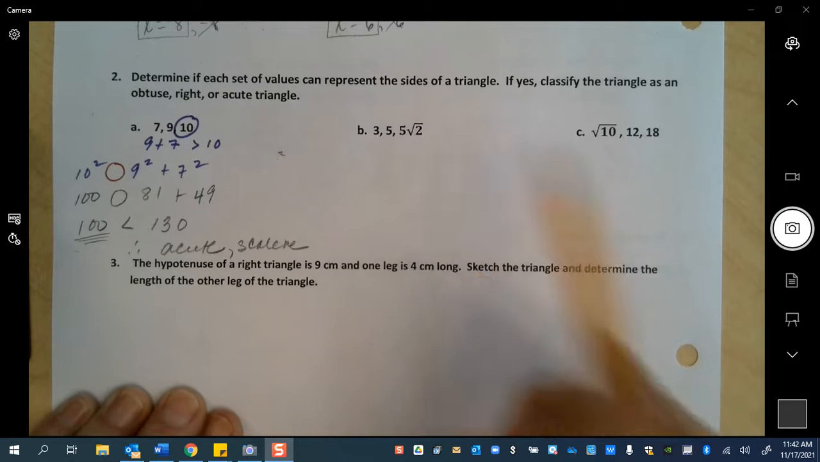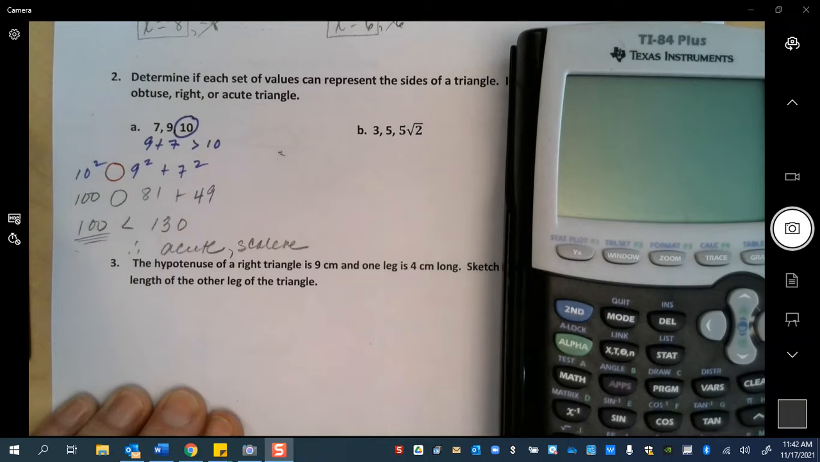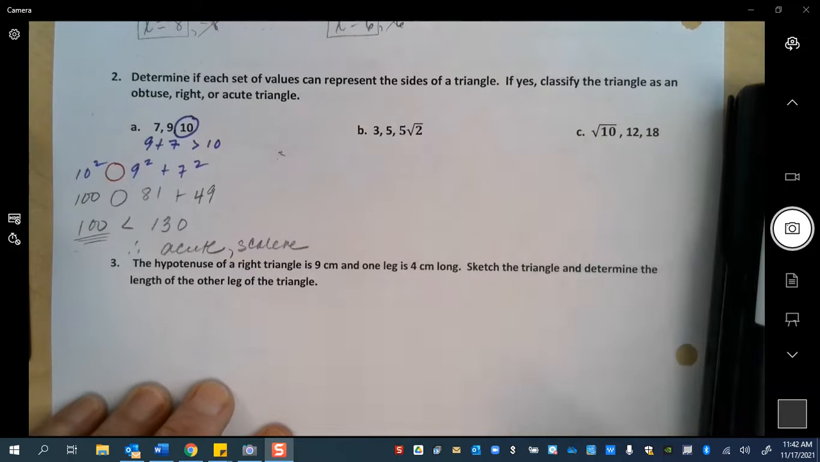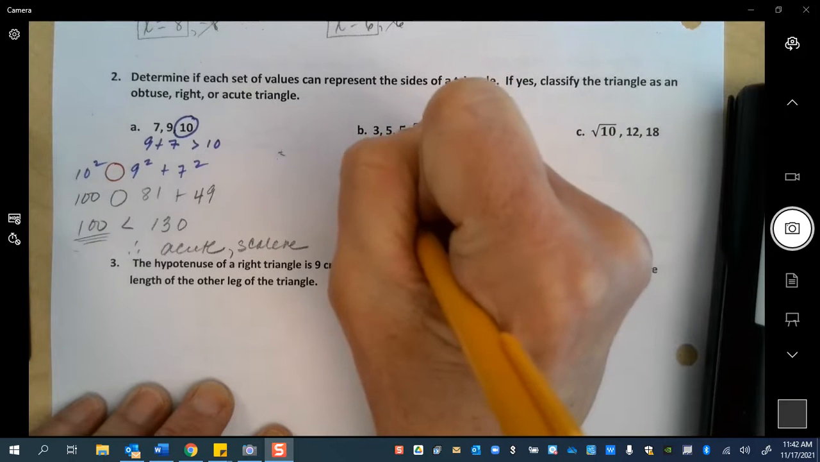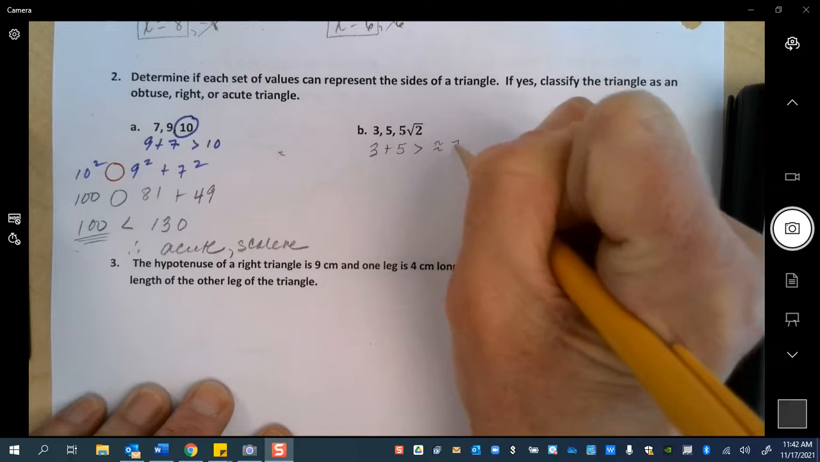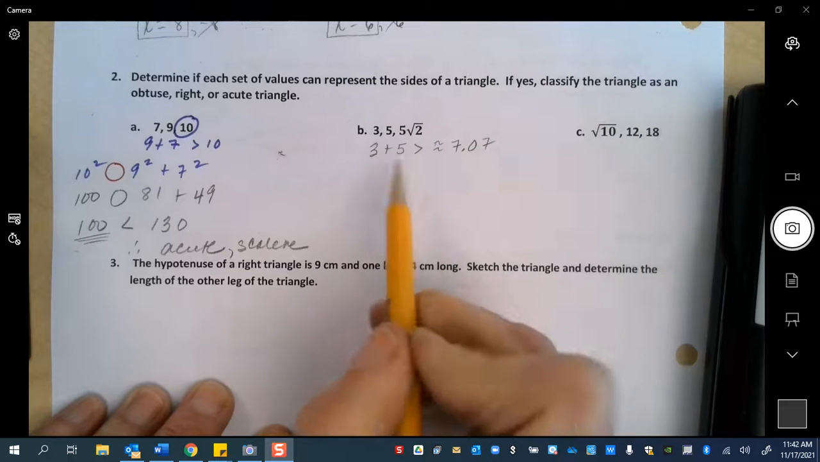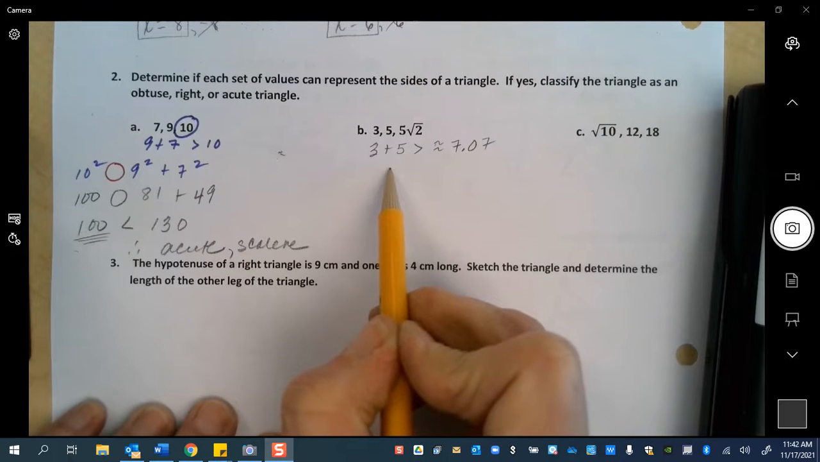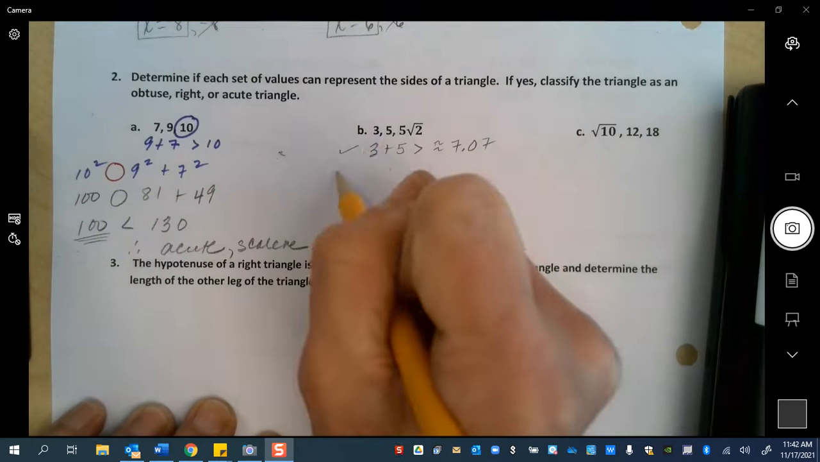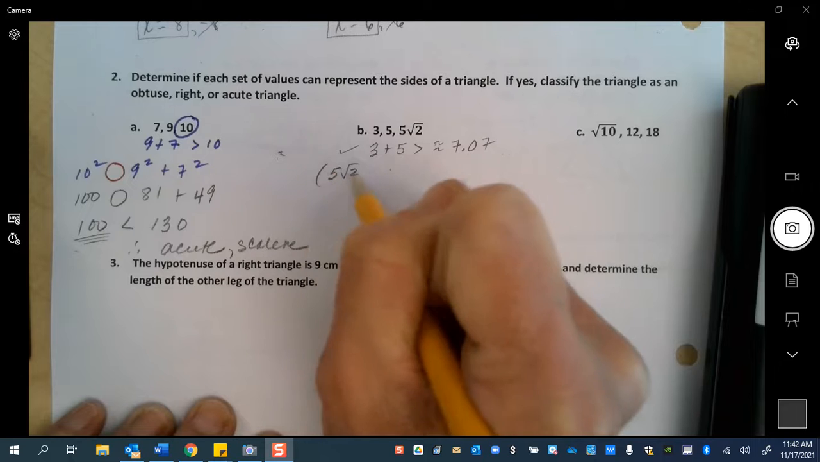All right, let's talk about this one. If I'm talking about 5 roots of 2, I know that 5 times the square root of 2 is going to be bigger than 5. When I check it out, that's about 7-ish. So is 3 plus 5 bigger than about 7.07? Yeah, because this is 8. So is this a triangle? Yes, it's a triangle.